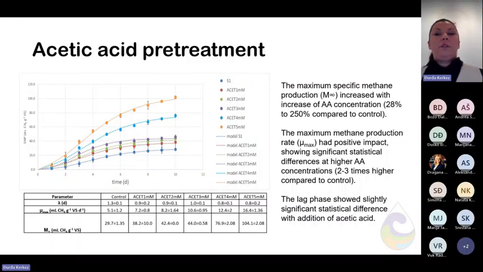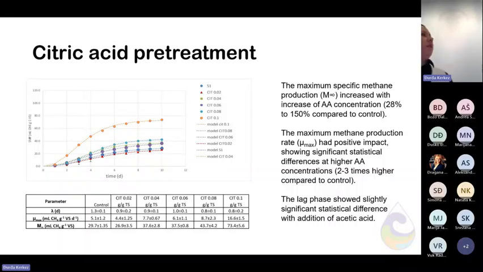Concerning maximum methane production rate, it also has a positive impact, showing significant statistical differences at higher concentration of acetic acid. It has 2 or 3 times higher values compared to control. Also, the lag phase showed slightly significant statistical difference with addition of acetic acid. So we can say that approximately there is no statistical difference concerning lag phase.